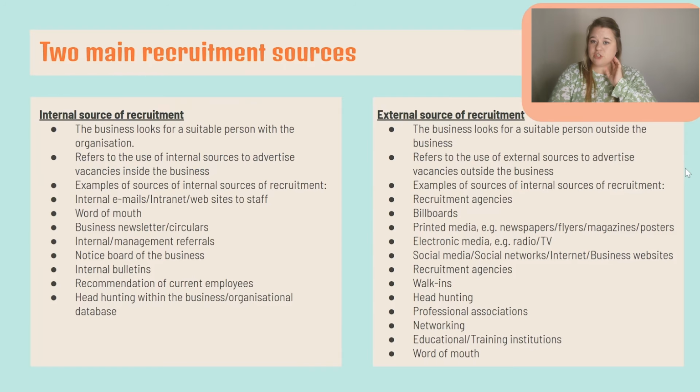All right, so like I mentioned before, there are 2 main recruitment sources. There's internal and external. Right, so internal, the business is looking for a suitable person within the organization. This refers to the use of internal sources to advertise vacancies inside the business. And examples are word of mouth inside the business, internal emails, intranet, websites to staff members, business newsletters, internal management referrals, notice boards, internal bulletins, recommendation of current employees, and headhunting within the business organizational database.